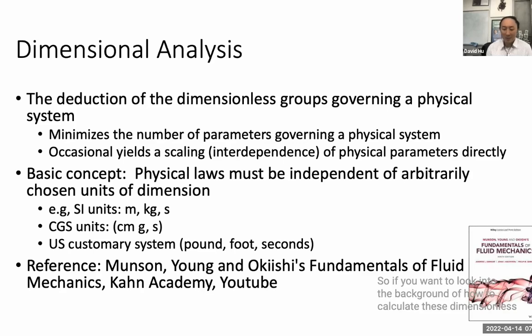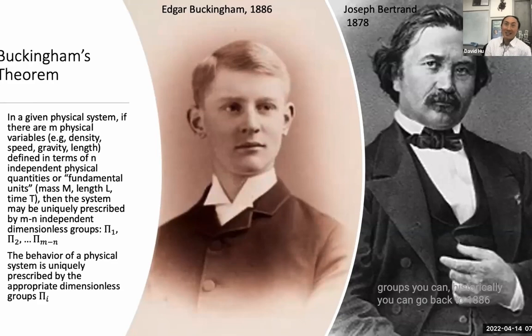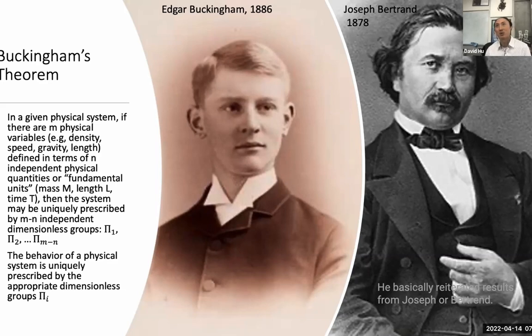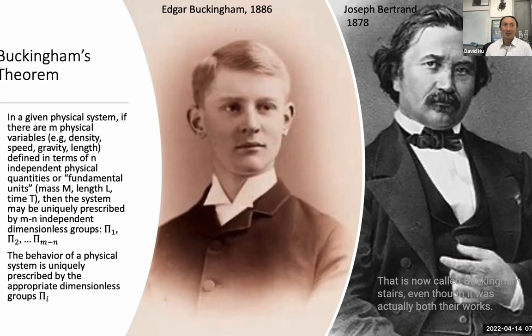So if you want to look into the background of how to calculate these dimensionless groups, you can go back to 1886, to a soil scientist, Edgar Buckingham. He was trying to model flow through porous media, and he noticed that, hey, I could do these experiments at different scales, and they both seem to have related results. He basically reiterated results from Joseph Bertrand that is now called Buckingham's theorem, even though it's actually both their works.